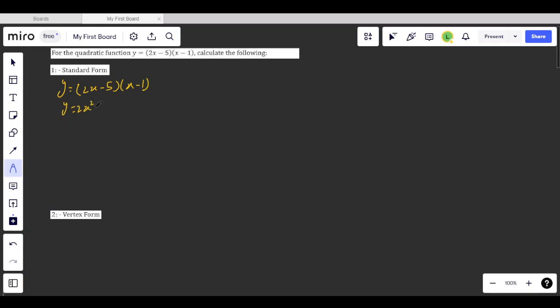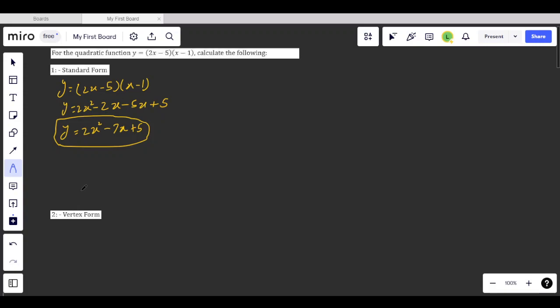2x squared minus 2x minus 5x plus 5. We simplify this further by adding or subtracting the like terms. Here in this case we add minus 2 and minus 5. It will become minus 7x plus 5. This is the standard form of the given quadratic function.